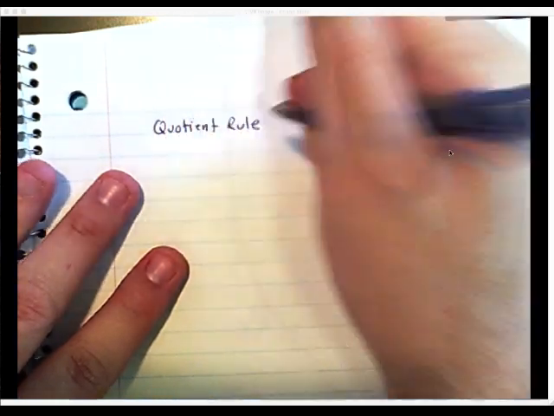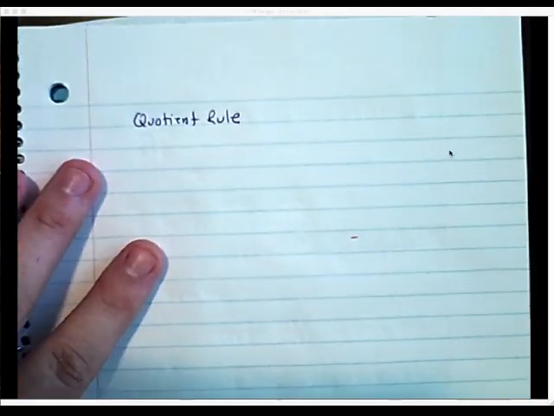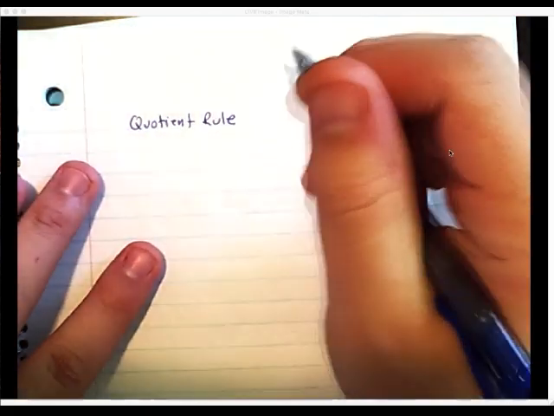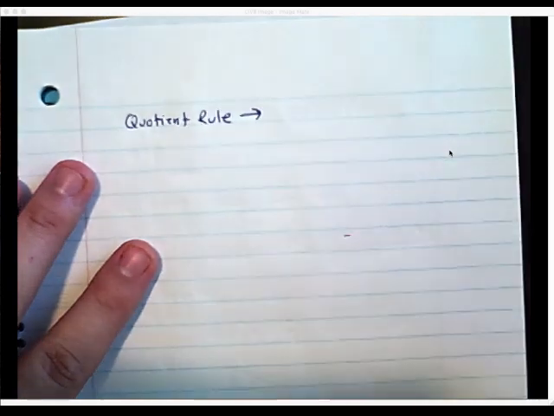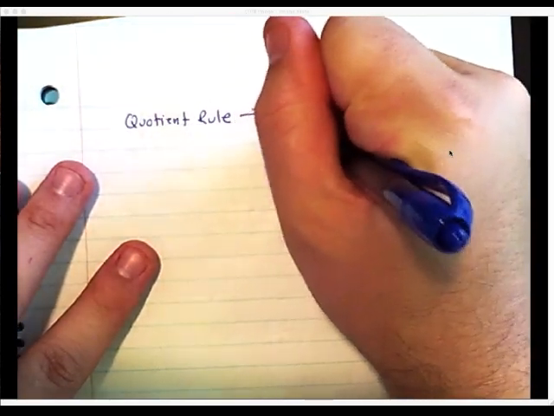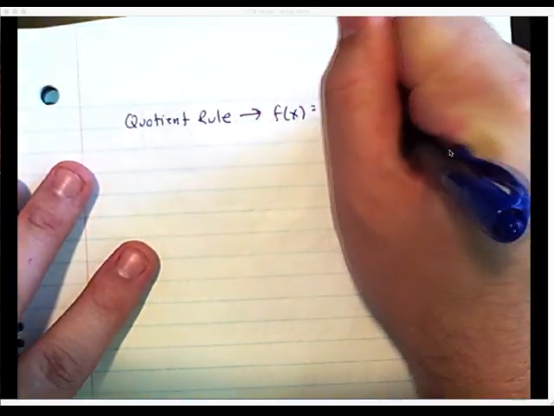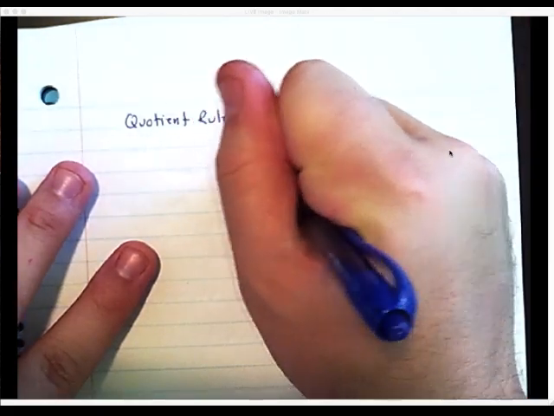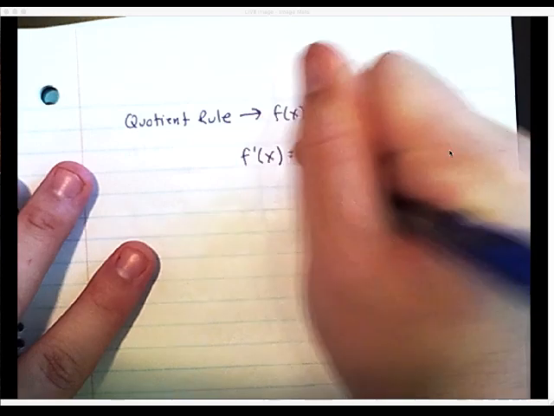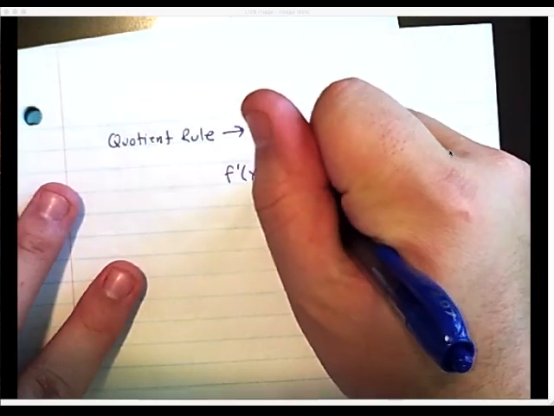So the easy way to remember the quotient rule is the following. All right. Here's the saying. Okay, the quotient rule. So if f of x equals g of x over h of x, then to figure out f prime of x, you're going to remember this saying.